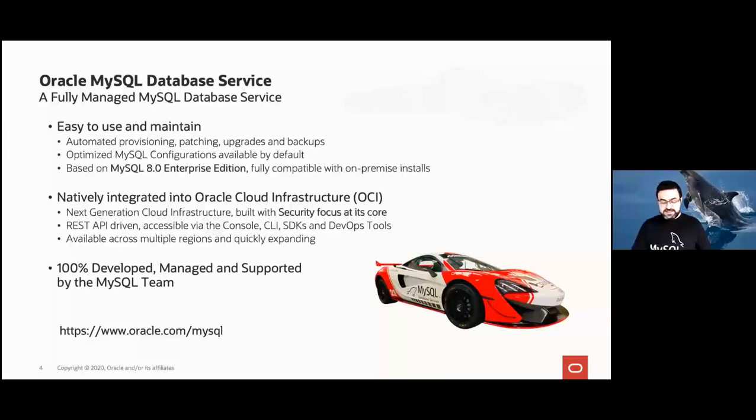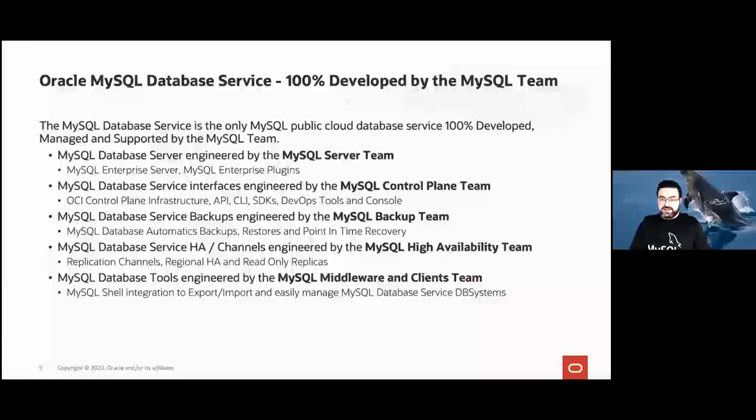As I said, one key differentiator is that this service is developed by the MySQL team. It's the same team that develops the community version of MySQL and the enterprise version of MySQL, and now the team turned into a DevOps team that builds the service. We have multiple teams inside MySQL engineering: the server team, the backup team, the HA team, the high availability team, and some teams that build the middleware and clients. And now we have the MySQL control plane team, which builds the heart of the service. The control plane is the component that manages the service for you. It manages the instance and does all the magic and all the hard work for you.